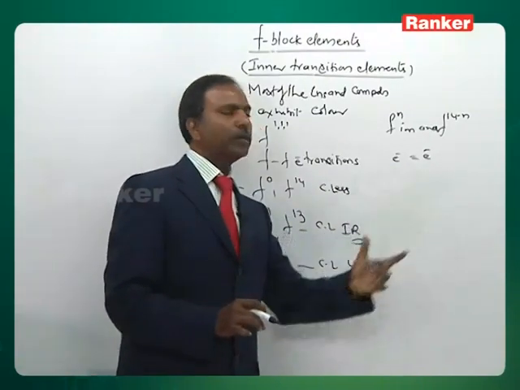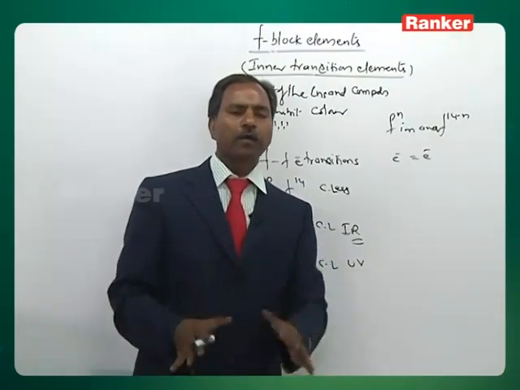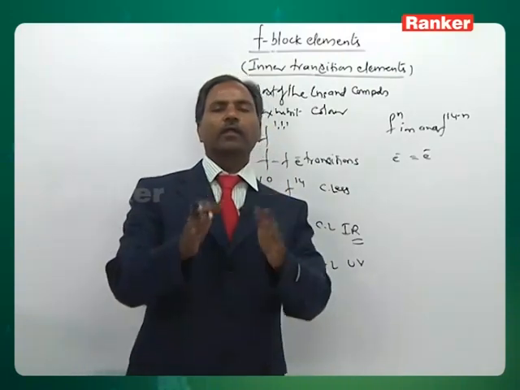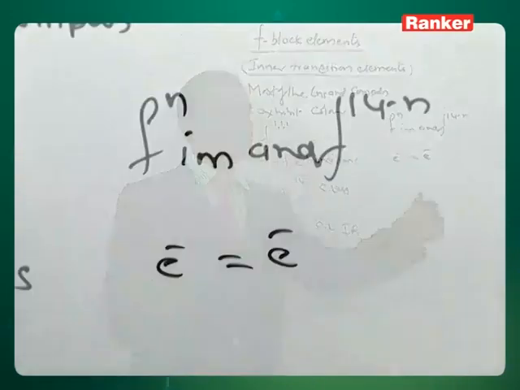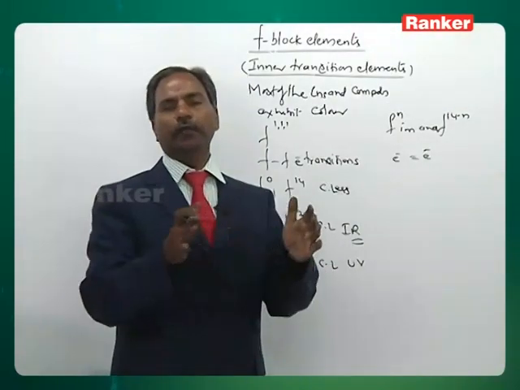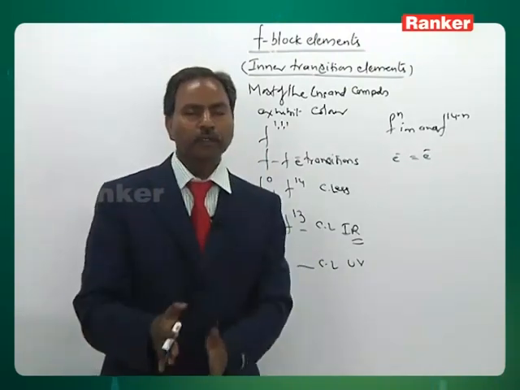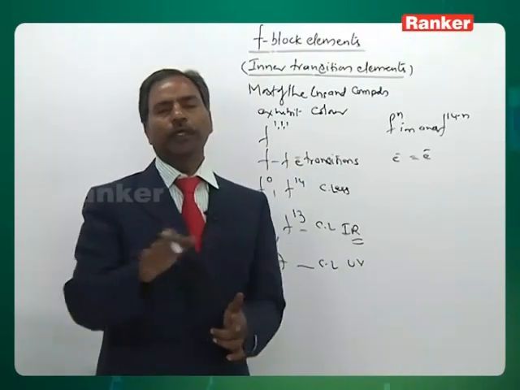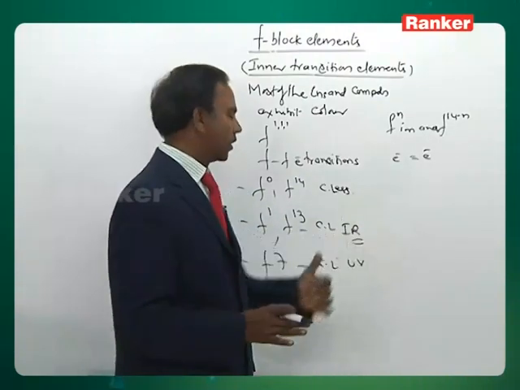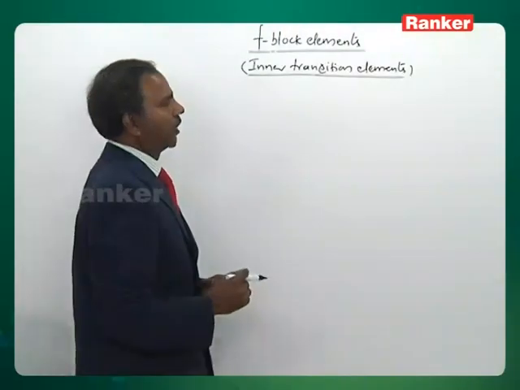Now let me show you a table here. All the 14 lanthanides we can make into 7 pairs. All these 7 pairs are carrying the same number of unpaired electrons, and their color is also found to be more or less identical. Once the unpaired electrons are the same, their color is also found to be identical. I will show a table carrying these 7 pairs of lanthanides now.